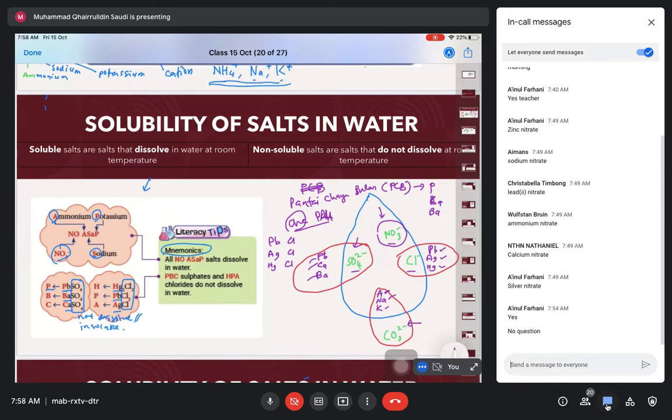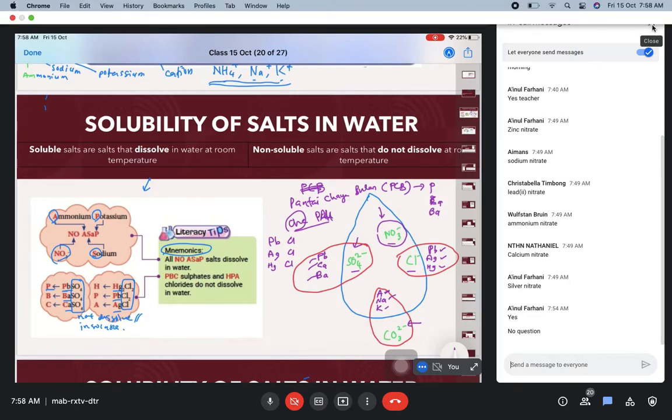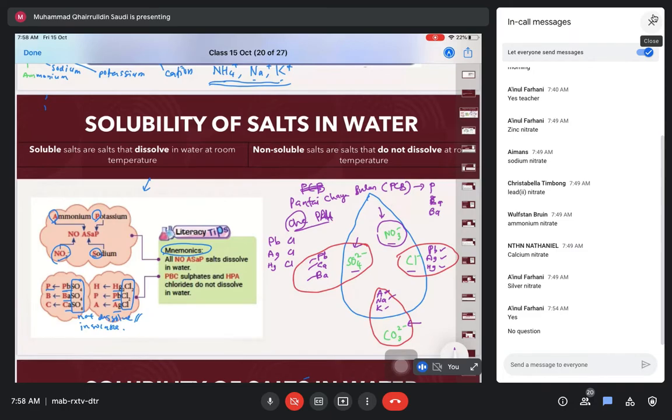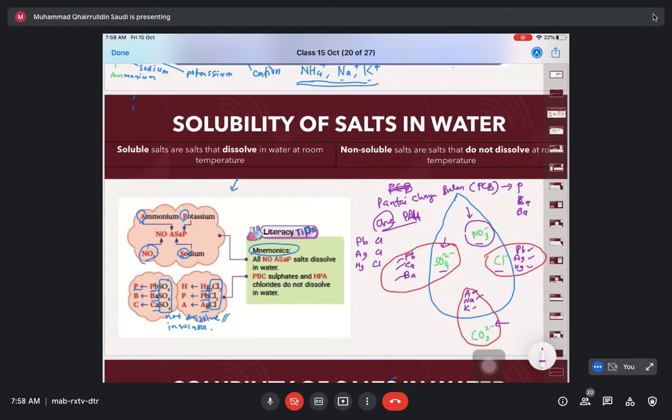As long as you can remember which salt is soluble and which salt is insoluble. Boleh? Boleh. Alright. Boleh. Good. Next one.